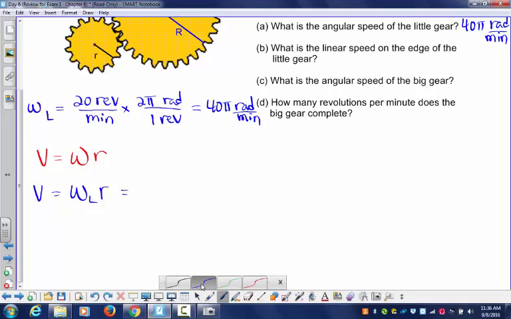So omega little, 40 pi radians per minute. Multiply it by the little r, which we said I think was 7 centimeters. 7 centimeters.